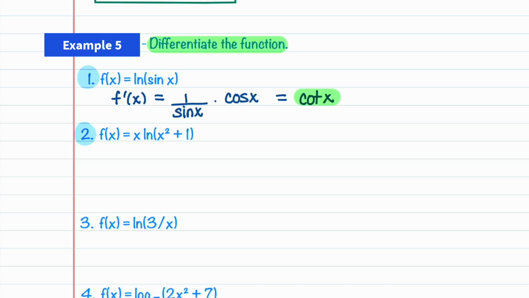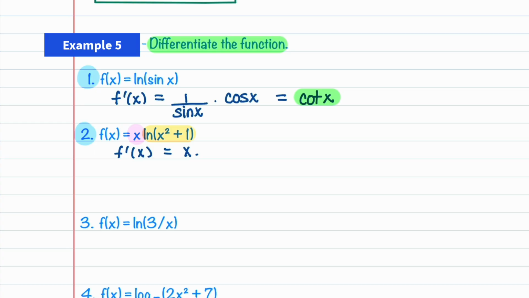Let's now look at our second example. We're going to differentiate the function x times the natural log of x squared plus 1. Notice that f of x contains two functions, x and the natural log of x squared plus 1. So to take the derivative, we're going to use the product rule. This gives us f prime of x is the first, which is x, times the derivative of our second function.